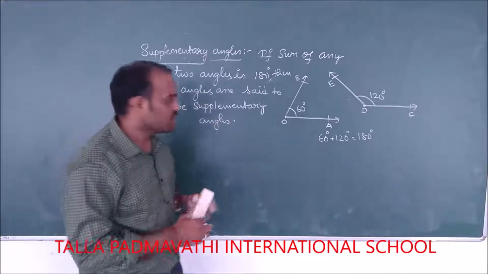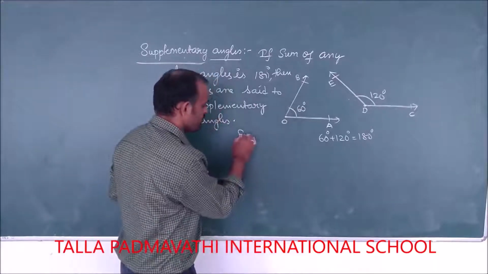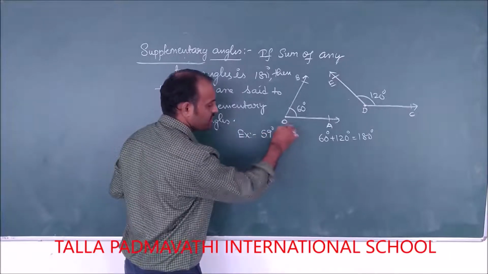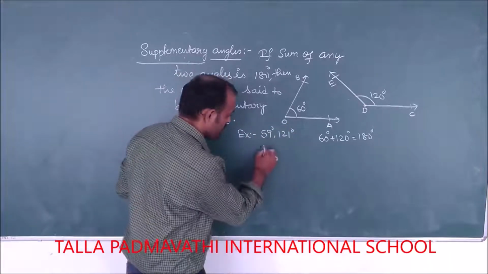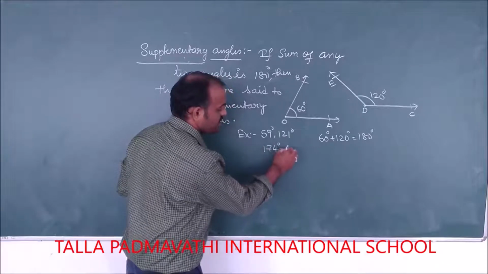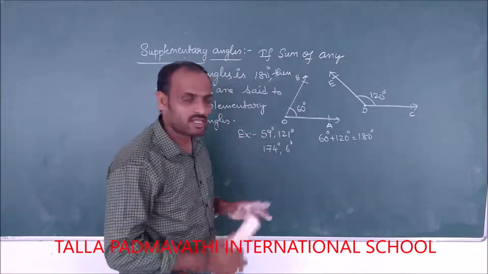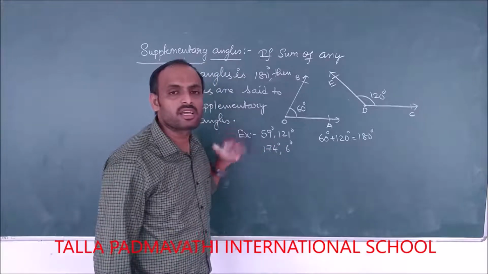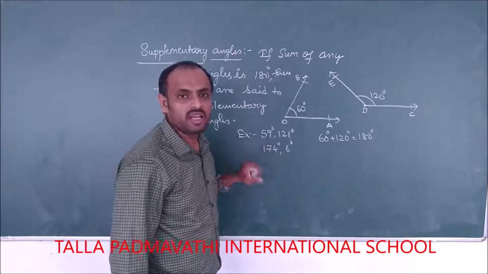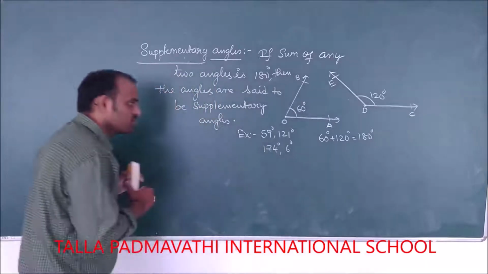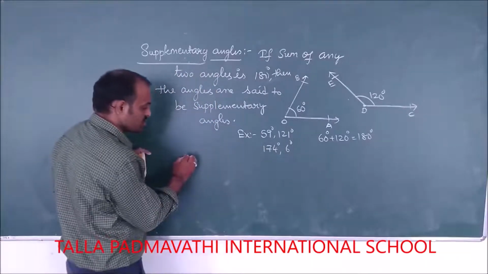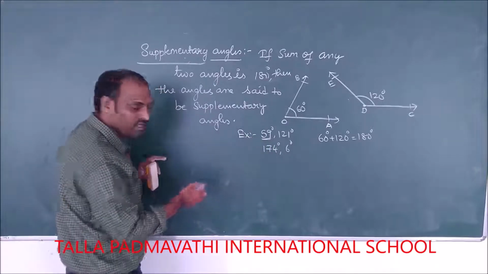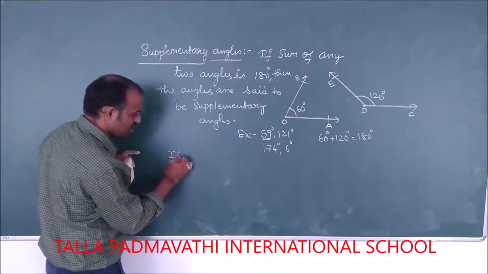angles. Or you can take the example: if one angle is 59 degrees, the other will be 121 degrees. If one angle is 174 degrees, the other will be 6 degrees. If the sum of any two angles is 180 degrees, then the angles are said to be supplementary angles. Now, if one angle is 59 degrees, what is its supplement? They will give you a question like this.